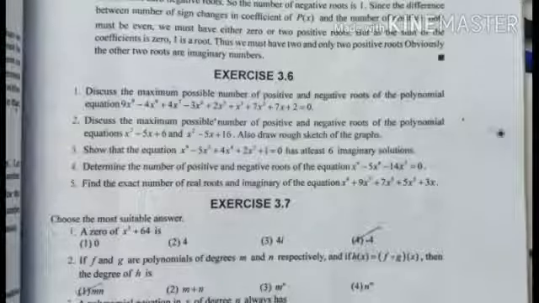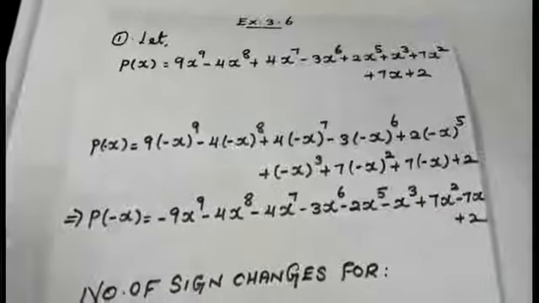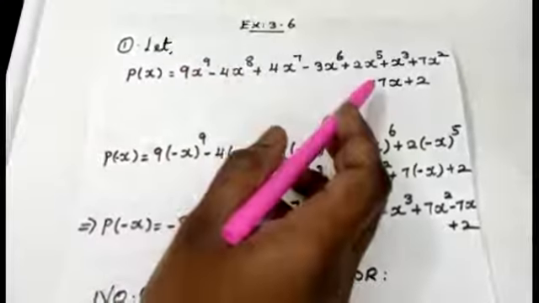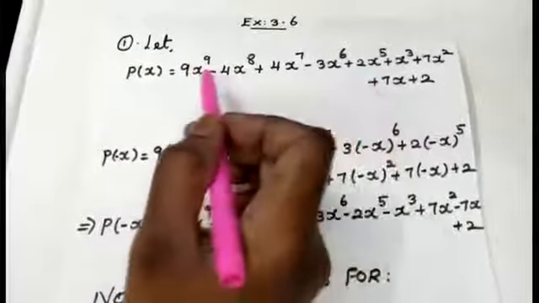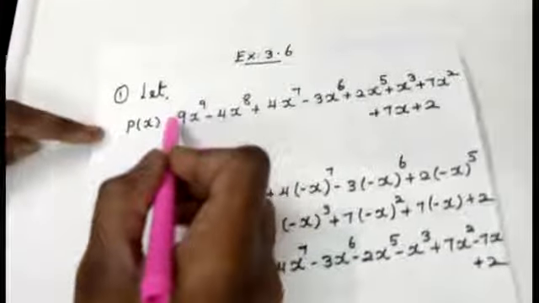Exercise 3.6, first sum. For the given equation, we are going to discuss the maximum possible number of positive and negative roots of the following polynomial equation. Now we are going to do the first sum. Let us see the sum now. This is the question given here. What I am going to do is not look at the numbers, students. I am going to check only the sign.